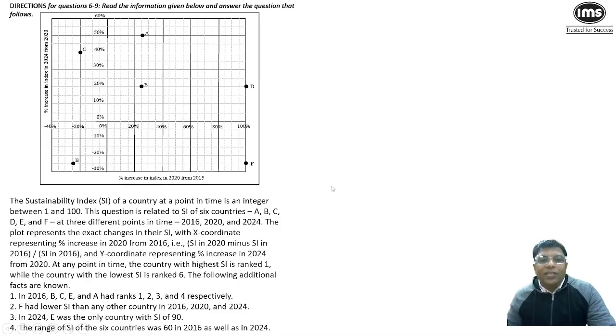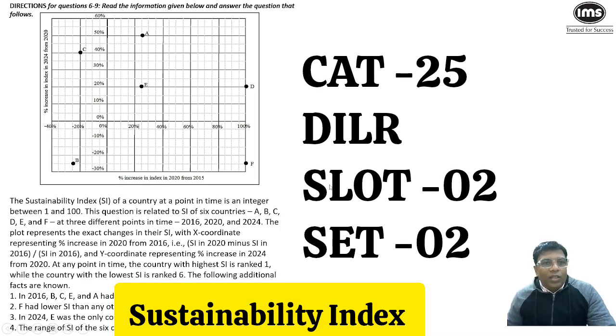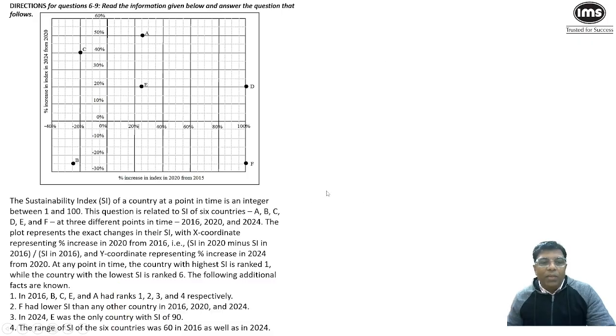Let's discuss CAT 2025 Slot 2 DI question. Let's read the information. The Sustainability Index, SI of a country at a point in time, is an integer between 1 to 100. This question is related to SI of 6 countries, A, B, C, D, E, and F, at 3 different points in time, 2016, 2020, and 2024.